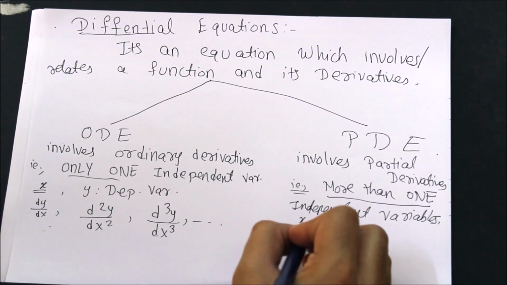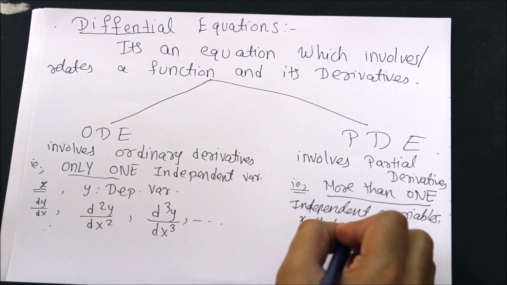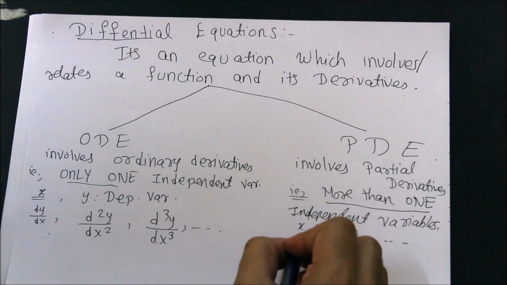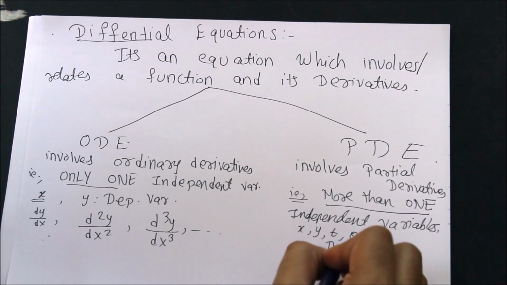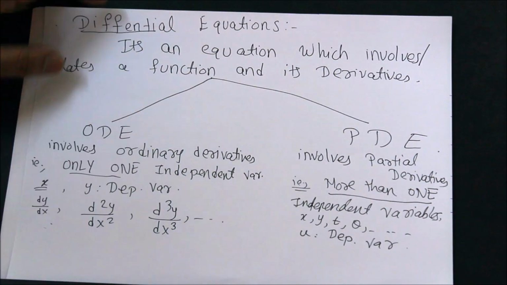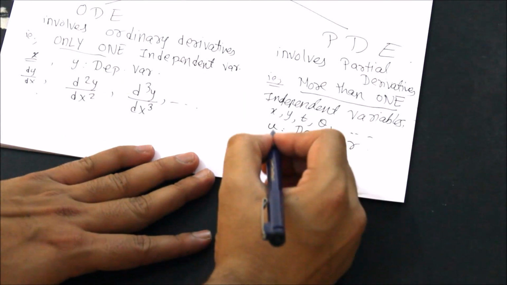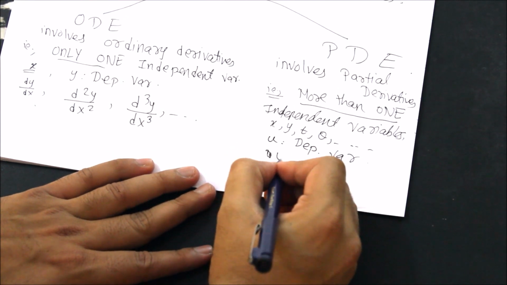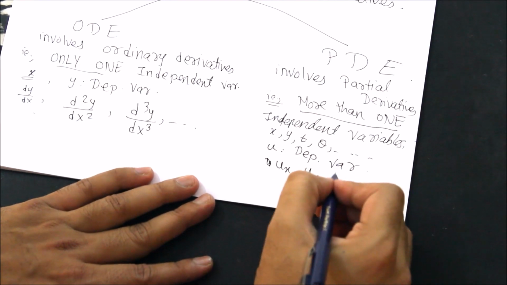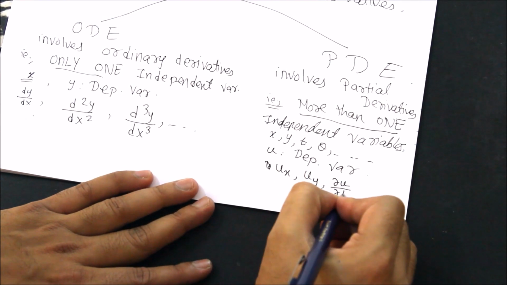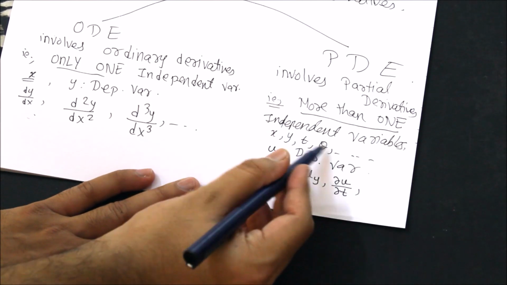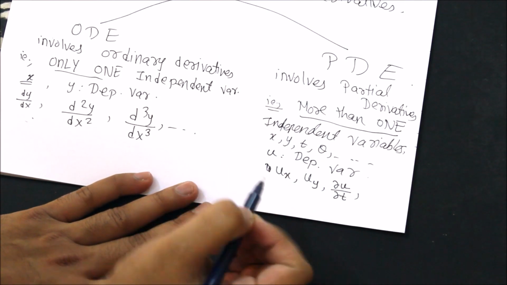Suppose x, y, t, theta, which we usually take as independent variables, and suppose u is a dependent variable, meaning u depends on x and y. Then I can take the derivative of u with respect to x, with respect to y, this is one notation, or with respect to t, because they are independent variables and u depends on them. That's why the partial derivative comes into the picture.